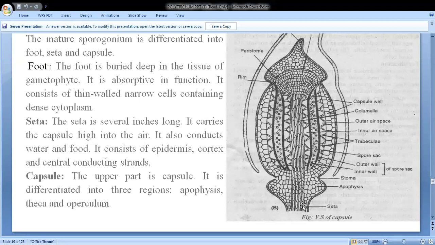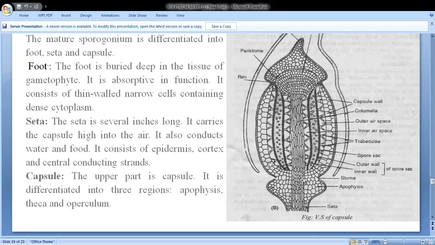So, see here, this is the seta. This middle part has the conducting cells. So when the foot absorbs the nutrients and minerals from the gametophyte, those are transferred through the seta to the capsule. That is the function of the seta. And it gives mechanical strength to the capsule.